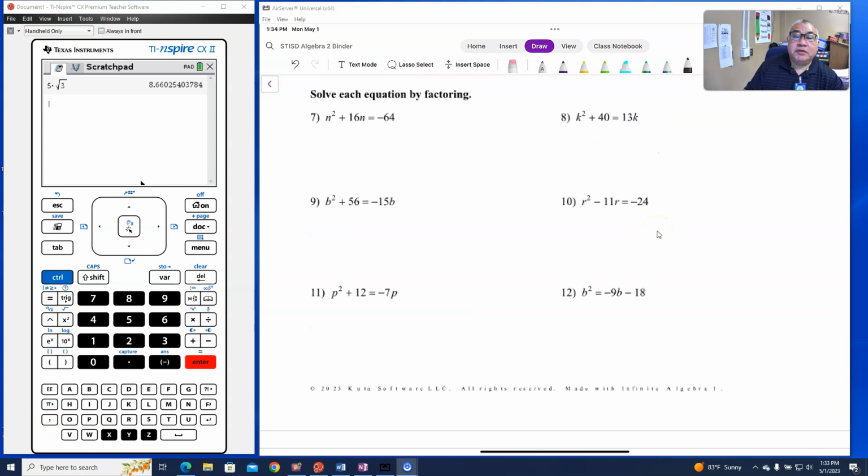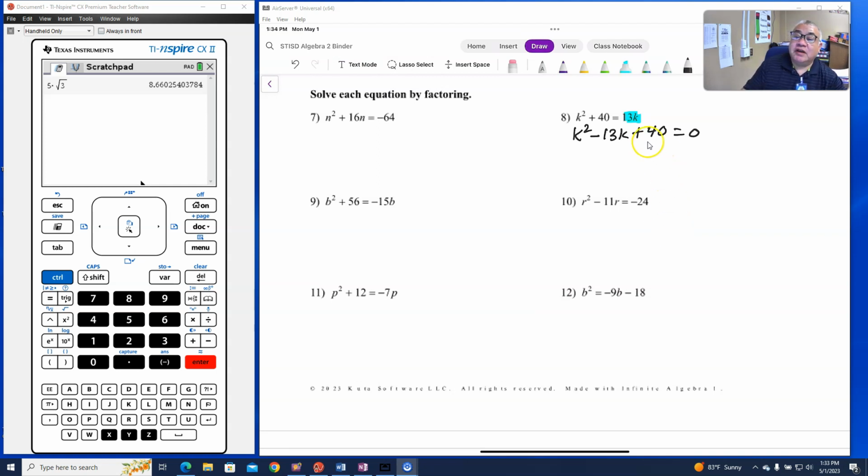Solve each equation by factoring. We know that k squared plus 40 equals 13k. We're going to move the 13k to the left side, and we're going to do that by subtracting. So we have k squared minus 13k plus 40 equals 0.